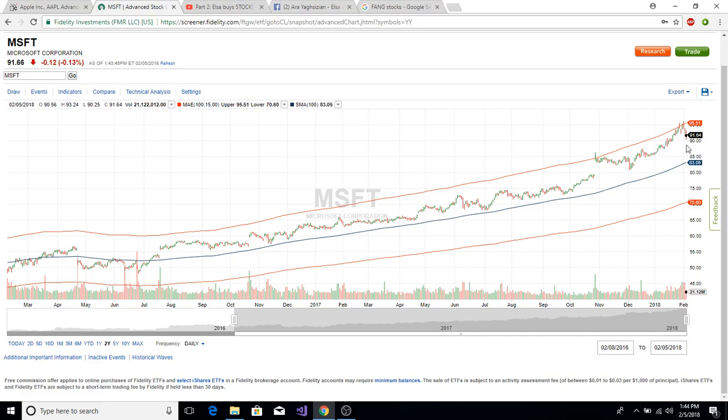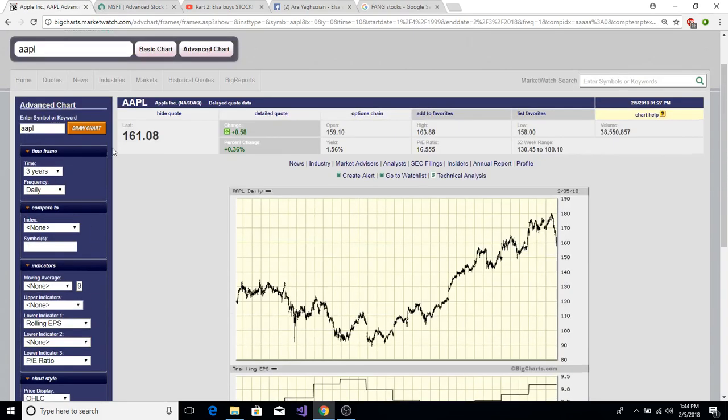They are growing because of the cloud. They're growing because of Azure. But their overall revenue is not growing super fast. Their overall revenue growth is in the 12% ballpark. So why are they so expensive? Let's see what their PE ratio is. MSFT.